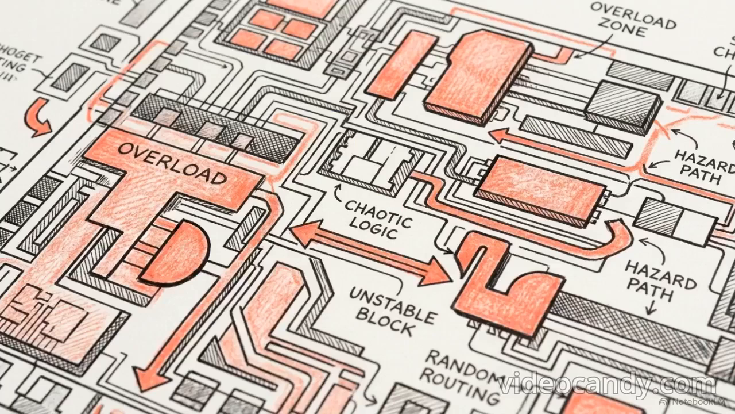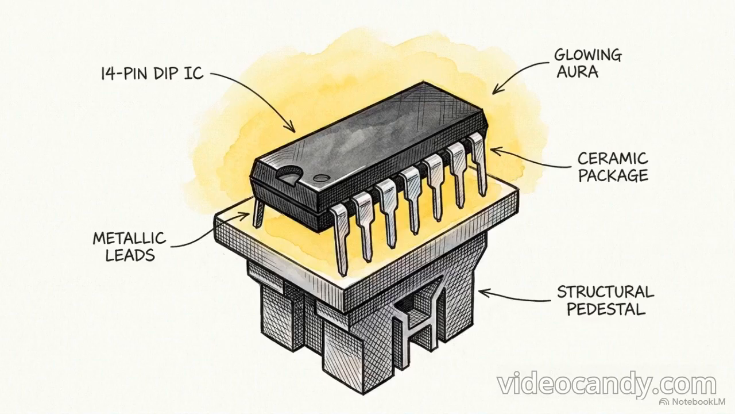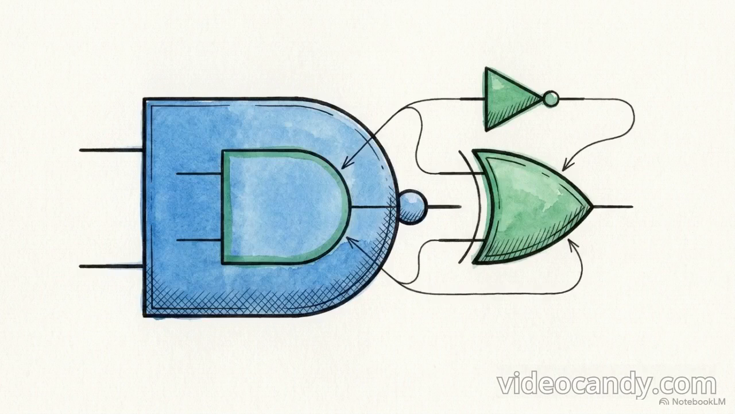However, physically manufacturing millions of highly specific, distinct gate types across a single silicon die is inefficient and incredibly costly. To solve this manufacturing problem, engineers developed universal gates, specifically the NAND and NOR gates. These combine simple operations into a single package that can be wired to perfectly replicate the function of any other logic gate.